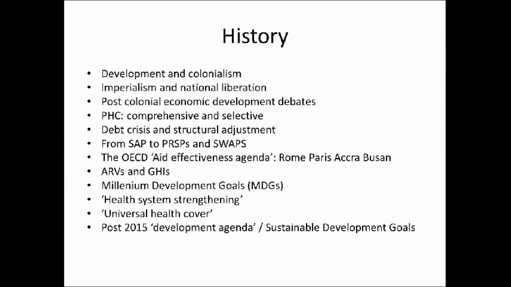As I've described elsewhere, the health system strengthening agenda started to emerge in the first decade of this century with increasing criticism of the fragmenting effect of the vertical disease-focused programs. And the health system strengthening agenda gradually morphed into the slogan of universal health cover. As I'll describe, universal health cover remains a little bit ambiguous in terms of what it really means. And finally, as the MDGs wind up, because they were designed to finalise in 2015, there's an active discussion going on within the United Nations about the so-called post-2015 development agenda, or the sustainable development agenda, sustainable development goals.